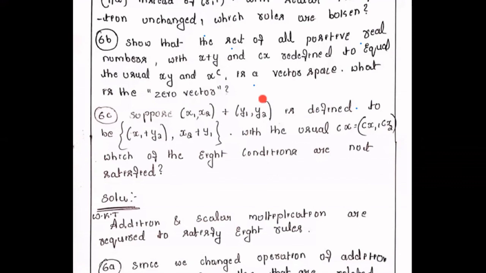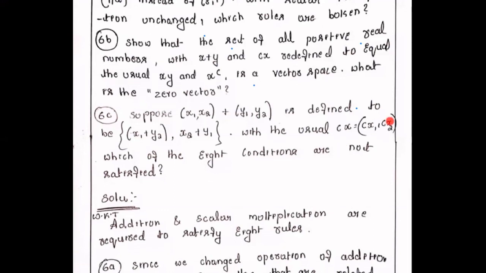But here what they are defining is x1, x2, y1, y2 differently. What is the change? You are adding x1 to y2, and x2 to y1, so x1 plus y2 and x2 plus y1. That is how they are defining it. With the usual scalar multiplication, Cx is not changed, just like the first problem. That means C into x1, x2 is nothing but Cx1, Cx2 only. C into y1, y2 is nothing but Cy1, Cy2 only. So there is no change with respect to multiplication.